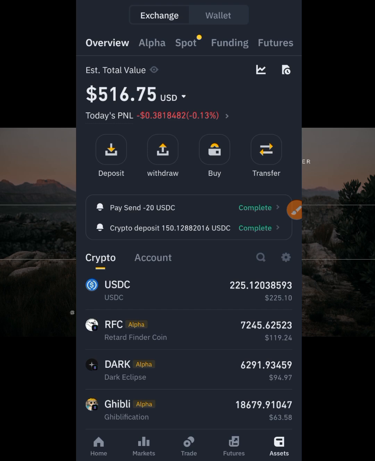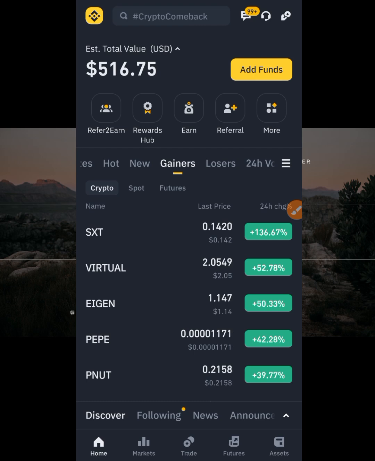So I think at this point this is exactly everything I want you to know, and I expect that when you follow these steps you're going to earn and earn and earn.